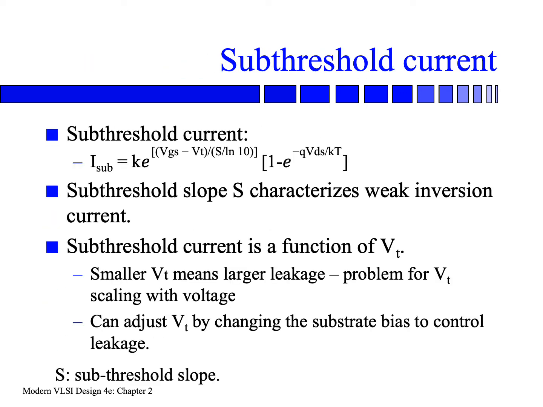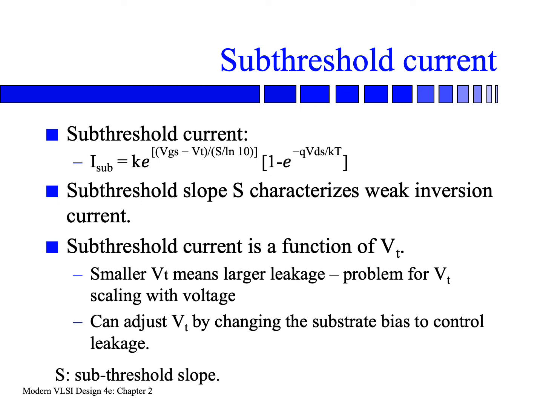The subthreshold current is given by this formula. You can say it is a function of the threshold voltage, a function of the gate-to-source voltage, and also a function of the drain-to-source voltage. Here, k is the Boltzmann constant, and T is the thermal temperature. S is called the subthreshold slope, which I'm going to talk about in the next slides, and which characterizes the weak inversion current.